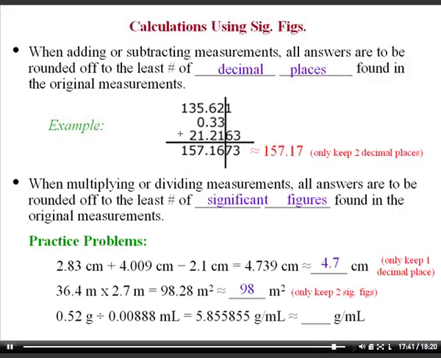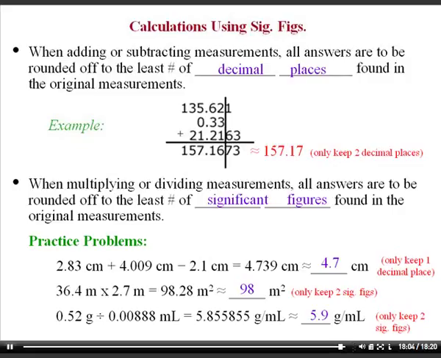In the last measurements, it's a density. We're going to divide a mass by a volume. The mass has 2 sig figs. The volume has 3 sig figs, so we're limited in our final answer to only 2 significant figures. So you're going to round it off to 5.9. The 8 actually rounds up to a 5.9. And that's how you round off using sig figs.